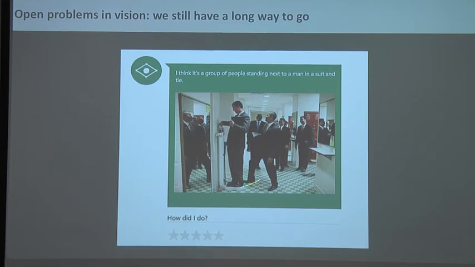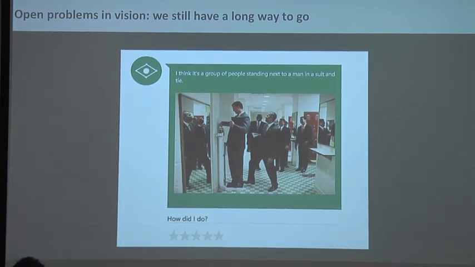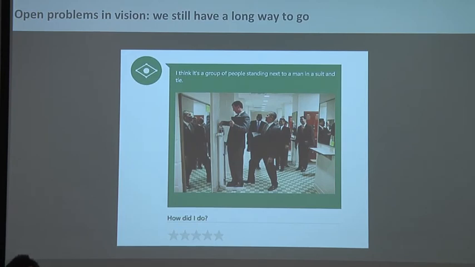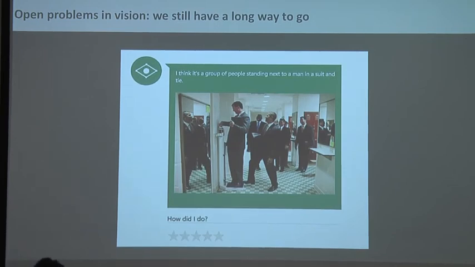If you put this picture here, the system says, I think it's a group of people standing next to a man in a suit and tie. So it's actually pretty good. I was actually quite surprised. It's detecting that there are people here, that they're standing, and it's detecting suits and ties and so on. Of course, I would argue that the system is still very far from understanding everything that you can see about this image. This image is meant to be somewhat humorous.